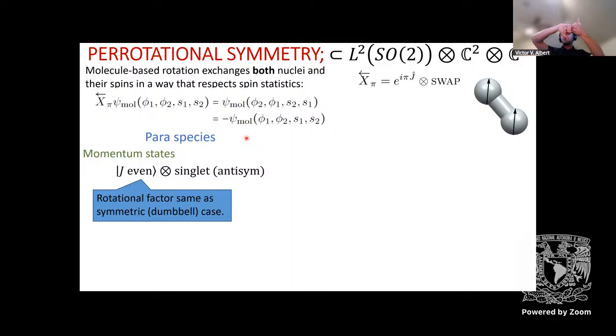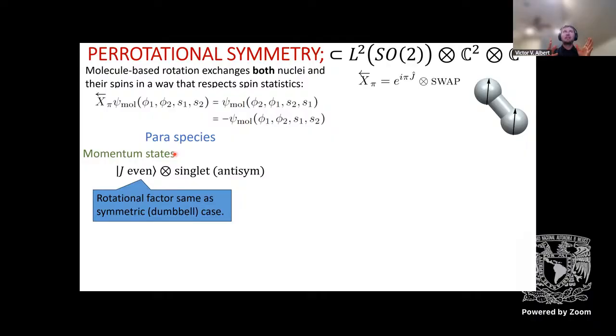So the singlet state is up-down minus down-up. And so when you act with this swap operator, that gives you a minus sign, and globally you need a minus sign, and therefore the rotations have to give you a plus sign. So this again forces us, if we remember our rotational momentum states, to have even angular momentum. And this parahydrogen is basically a dumbbell, because it's the same state space as that of a dumbbell, namely even angular momentum, but just with a dangling singlet nuclear state.